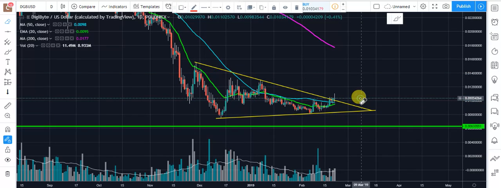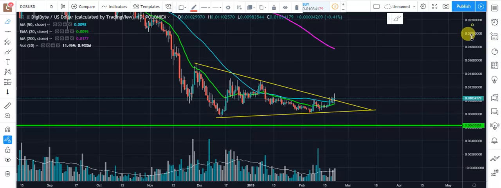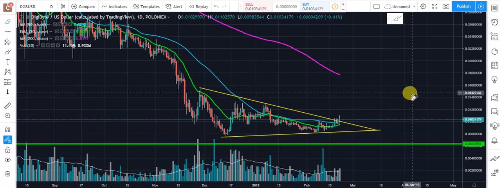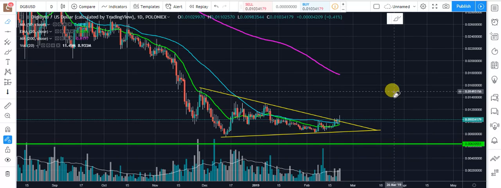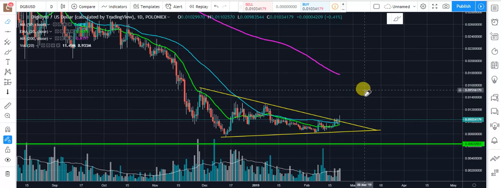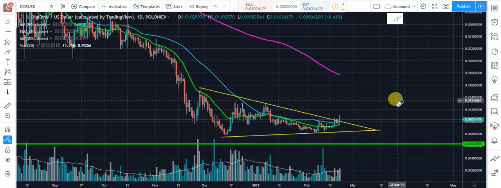So that's where you move sideways for a while, and then you would have the next move up. But if we're able to get through the overhead resistance that I was showing you, the next shot would probably be an attempt at this 200-day moving average. Now, Digibyte still has a good distance away from this 200-day moving average on the one day, which means we're still in that bear market.